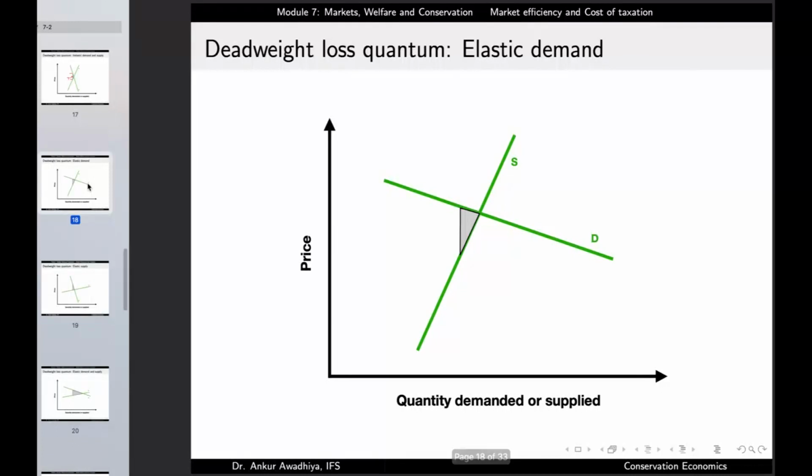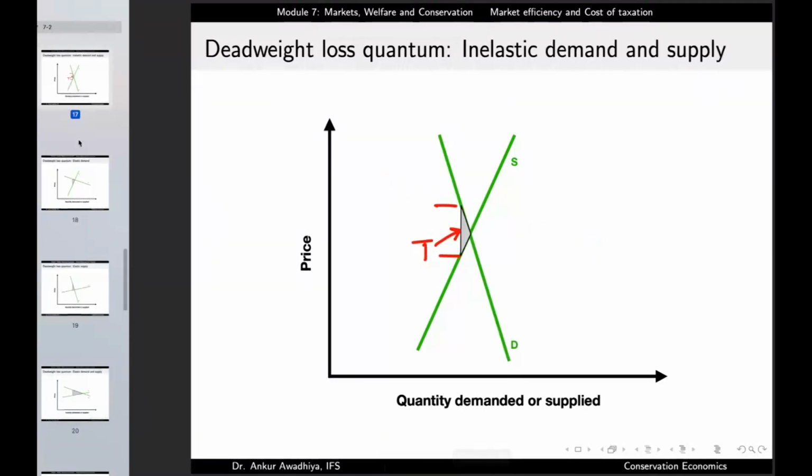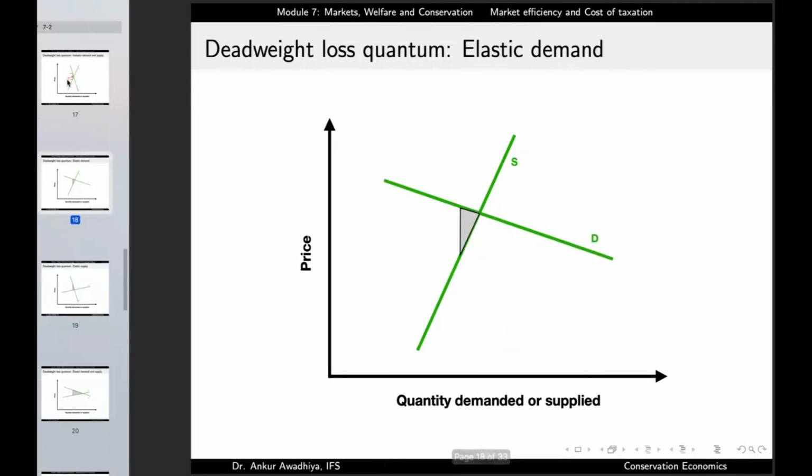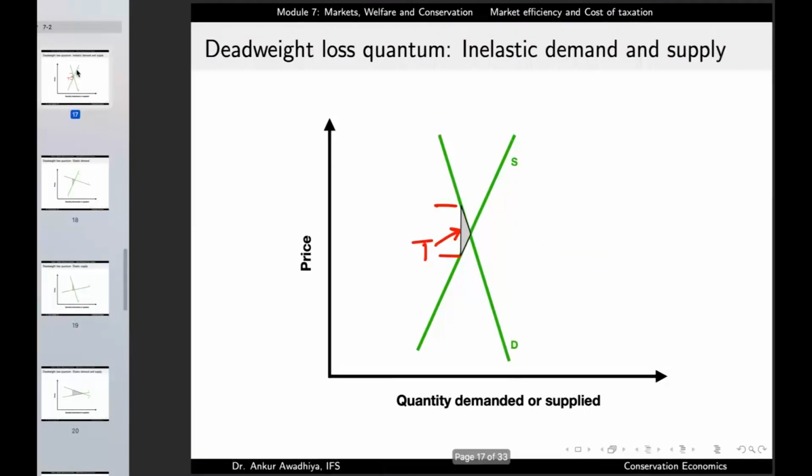Now, if we change the demand to make it an elastic demand, then the deadweight loss is now this curve. Now, if you can see this curve and this curve, it is very easy to see that this deadweight loss, because of an elastic demand, is greater than this deadweight loss, which was there in the case of an inelastic demand and supply.